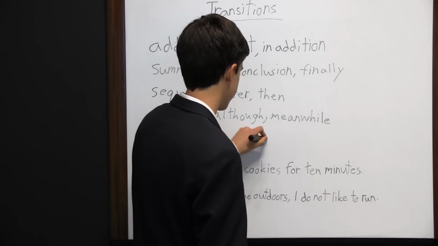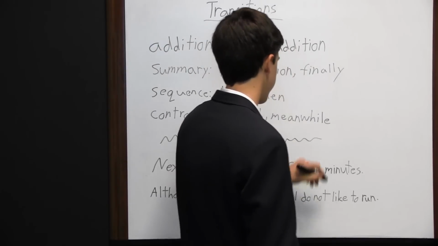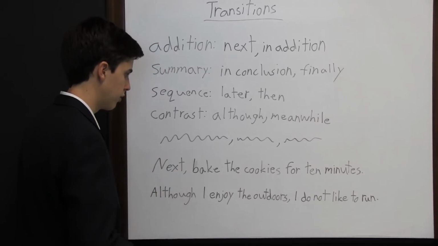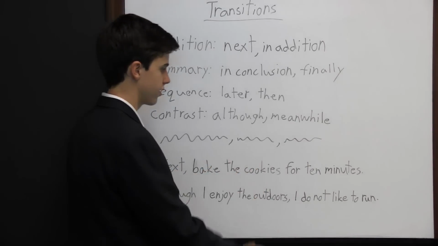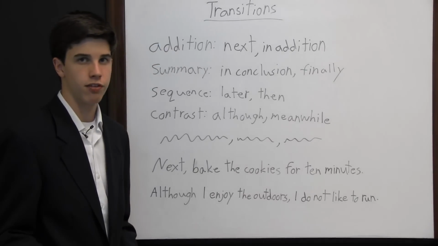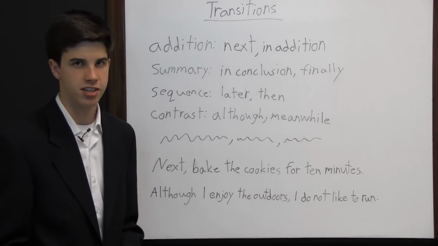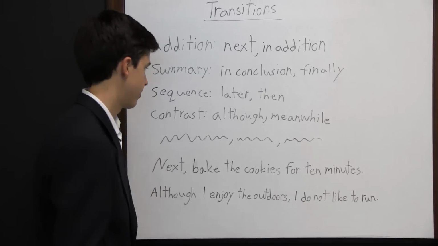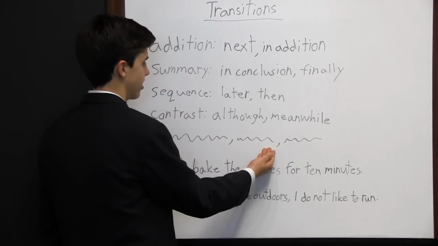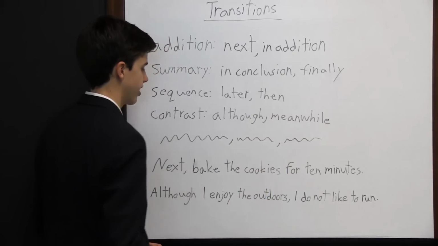commas come in pairs in sentences when they are showing that a certain part of the sentence isn't needed. So notice here that "next" could be removed from the sentence, and we could just read the sentence like this, "Bake the cookies for 10 minutes," and it would still make sense. So usually when you have some kind of phrase or word that could be omitted from the sentence, you put commas on both sides of it. Like here's part of a sentence, then there's a comma, here's the part of the sentence that isn't needed, another comma, and then the rest of the sentence.